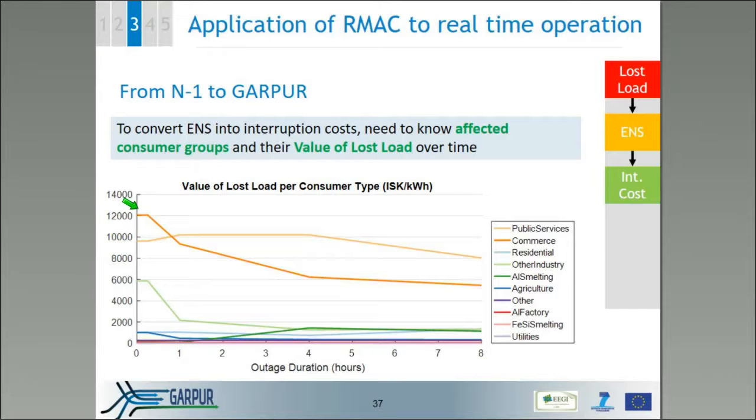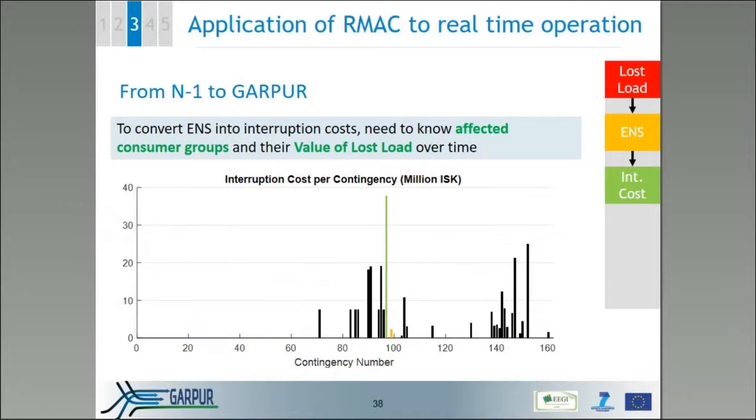If we look at the commercial consumers, for example, they're more affected in the first 15 minutes of an outage than they are in the 5th hour of an outage. And so the economic impact is very time sensitive. When we scale the consequences, so energy not served, by the value of loss load curves, we find that the relative importance of the contingencies changes. The previous worst case contingency when using a classical N-1 approach is now relatively insignificant, whilst one of the previously small insignificant contingencies seems to be the most severe.